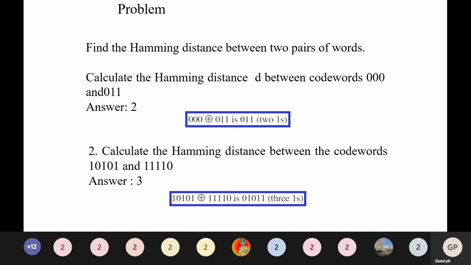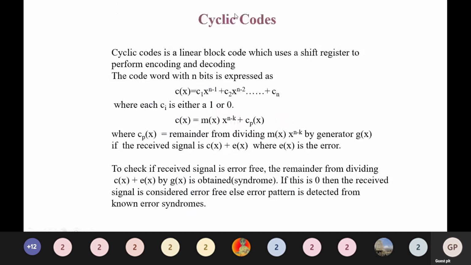Cyclic codes are also a form of linear block code which uses the shift register to perform encoding and decoding. The code word with n bits is expressed as C of x is equal to C1 x power n minus 1 plus C2 x power n minus 2 up to Cn. Each C is either binary 1 or 0. So C of x is equal to m of x x power n minus k plus C_p of x, where C_p of x is nothing but the remainder from dividing m of x times x power n minus k by the generator g of x.